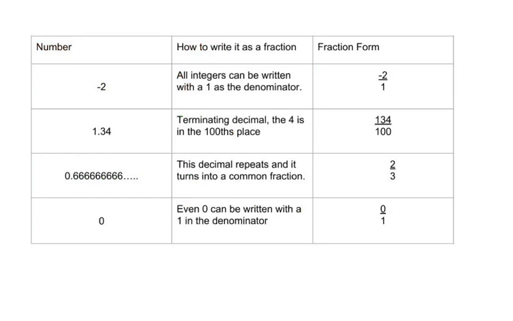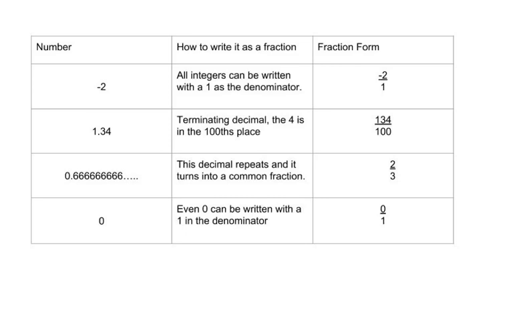On this chart, you see the numbers, how to write them as a fraction, and their fraction form. -2 is a rational number because all integers can be written with a 1 as the denominator. So -2 can be written as -2/1. 1.34 can be written as a fraction. It is a terminating decimal. It has a definite end with a 4 in the hundredths place. It can be written as 134/100.